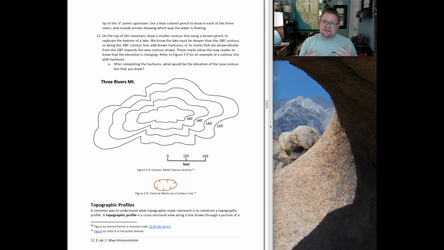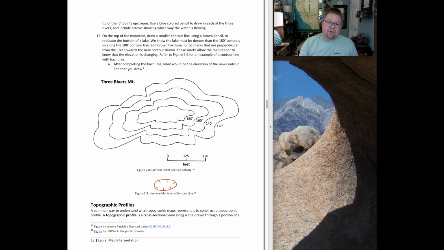Question 12 says, on top of this mountain, you're to draw a smaller contour line inside with a brown pencil. It is to replicate the bottom of a lake. Now we know the lake must be deeper than a 180-foot contour, so along that 180-foot contour, you're going to draw little hachure marks, which is seen here in figure 2.9. And then you'll go ahead and complete the question itself and part A.